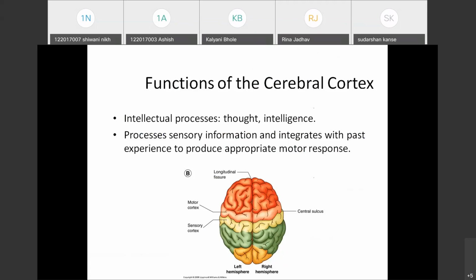Ma'am, please explain those lobes now and again. Okay.